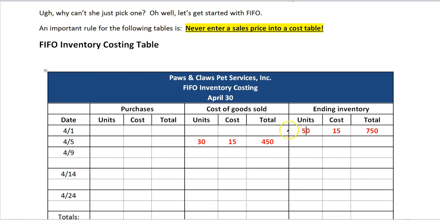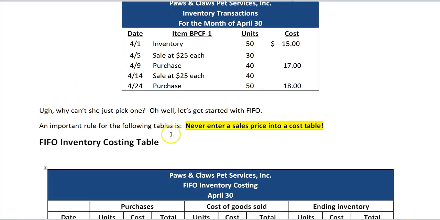Alright, so if we had 50, we sold 30. 50 minus 30 is equal to 20. We have 20 units at 15 left, right? So we did what we had minus what we sold equals the ending balance. And then we can move on to the ninth.